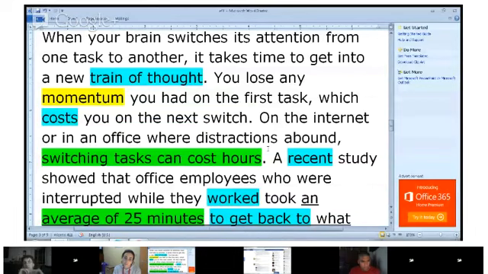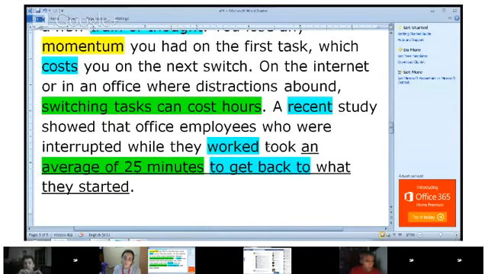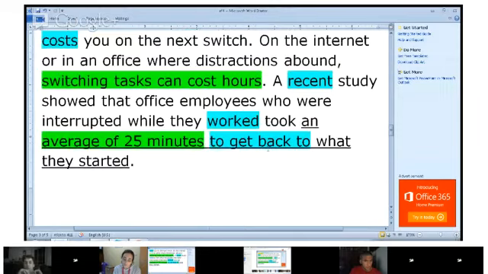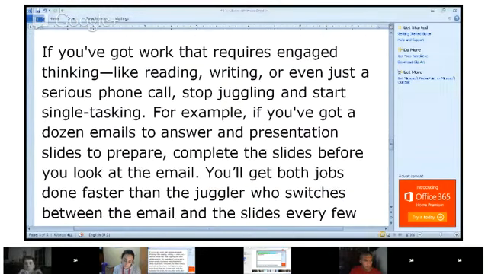Stop switching back and forth. You're losing momentum. You're losing time. And these are distractions. Okay, great. Let's move on. Excellent job. And so, let me see who's next. So then, Matthias, could you read this for us, please?